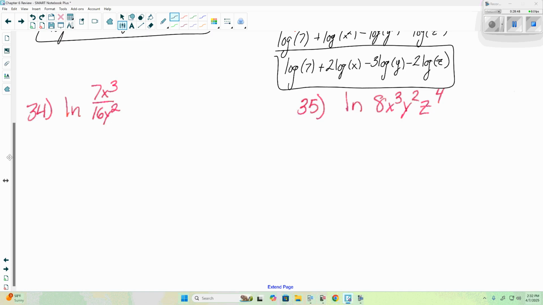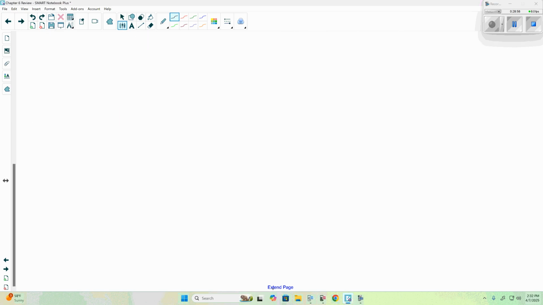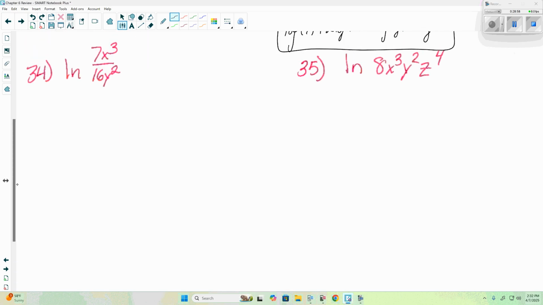So the natural log of 7x cubed over 16y squared. Well, again, we go through the same steps as what we did for logs. We have something being divided, so we take the natural log of the top and subtract from it the natural log of the bottom. Natural log of the top minus the natural log of the bottom. So the natural log of 7x cubed minus the natural log of 16y squared.